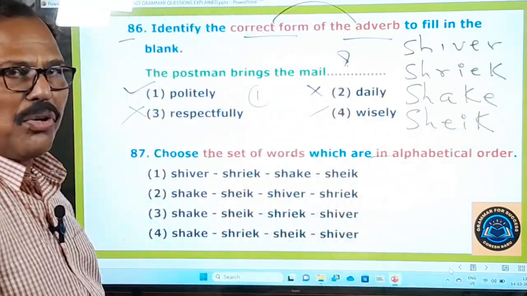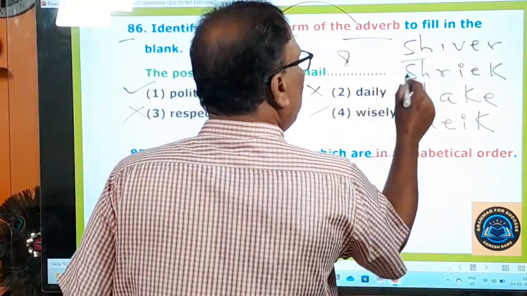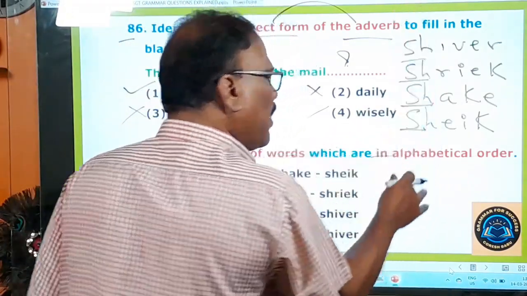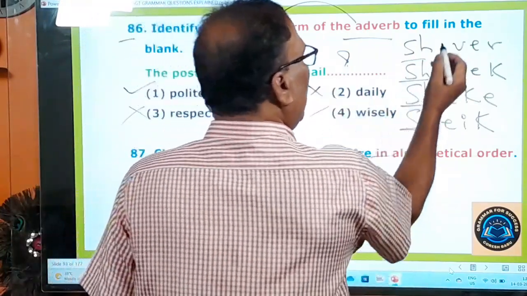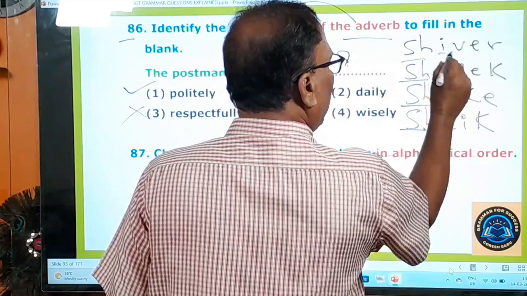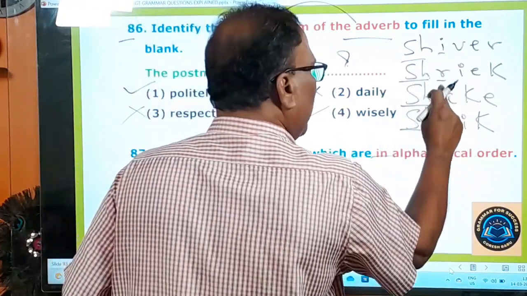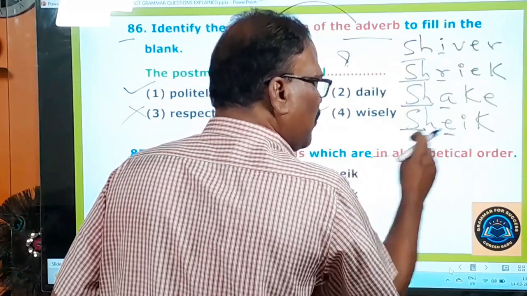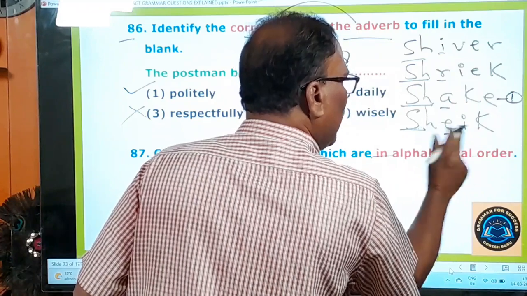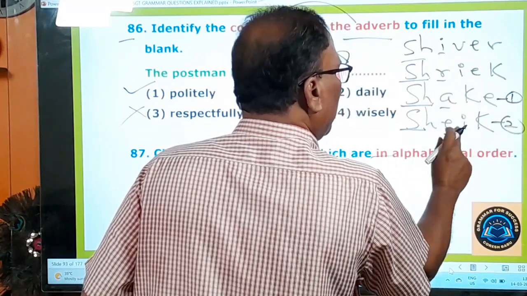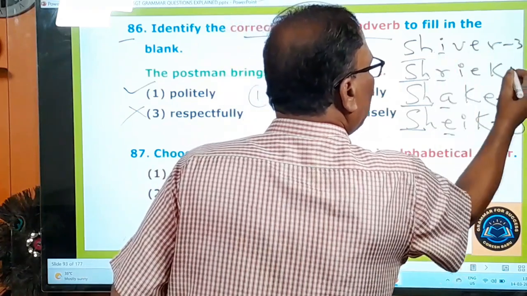So here, if you look at these four words written in the vertical order, SH is common in all the four words, right? What is the next letter? I is there, R is there, A is there, E. Which one comes first? A comes first. This is the first one. Then after A, E comes. This is the second one. After E, I comes first or R? I. So third one. R, fourth one.